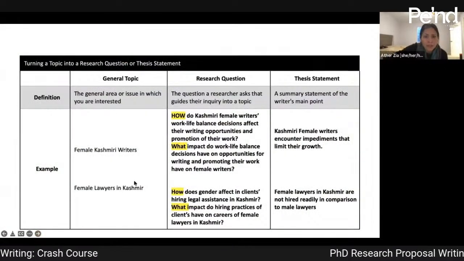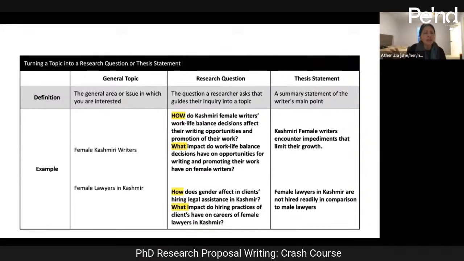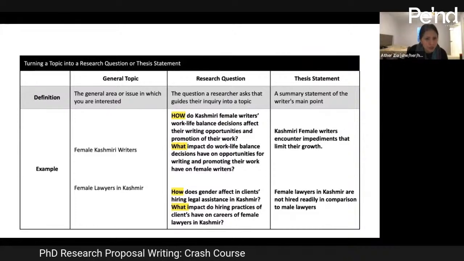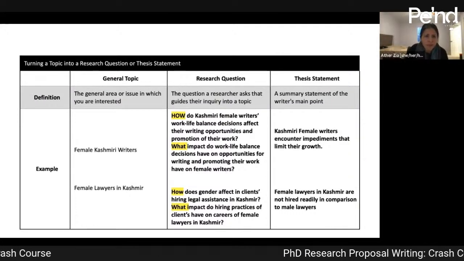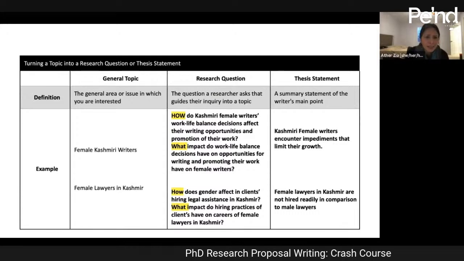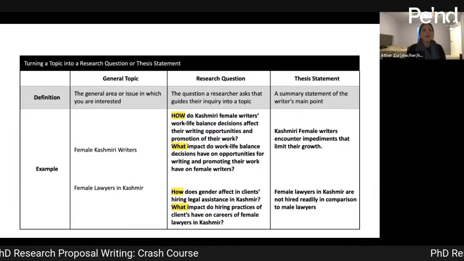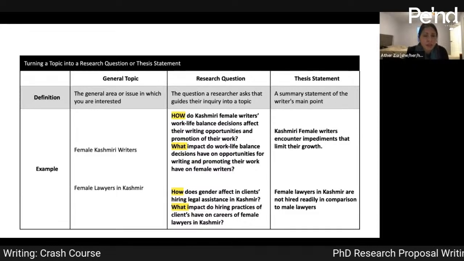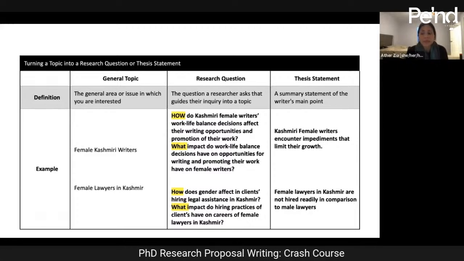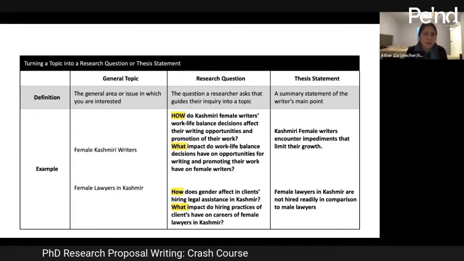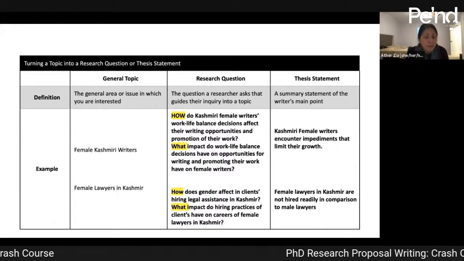So now let's look at a few topics and see how we can turn a topic into a research question or into a thesis statement as well. So this might be helpful for some of you. So let's think about a general topic. And one of the examples that I took was, let's say I'm interested in female Kashmiri writers. So that's where I want to research. Let's say this is a student who is doing gender studies or women's studies in Kashmir, and they're interested in female Kashmiri writers.